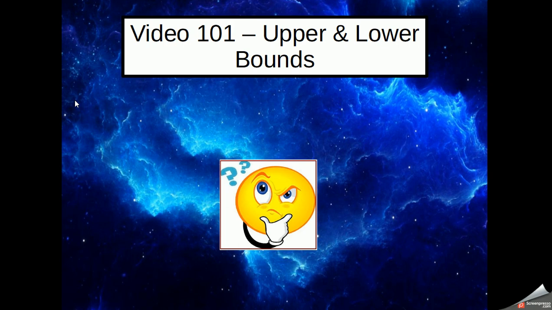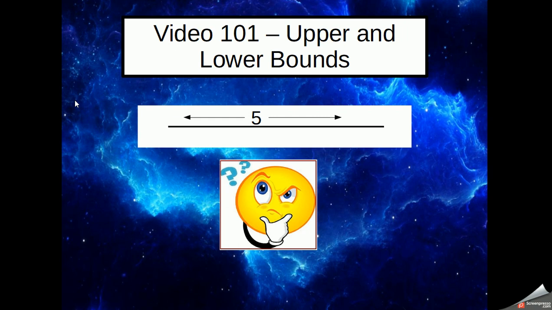Upper and lower bounds can play an important part in any part of maths: geometry, algebra, numbers. So let's have a look at what these actually are. Well, if we took the number 5 on a number line and we've rounded a number to get that 5, it could be a number that is above 5 and then we've rounded down, or it could be a number that is lower than 5 that we've rounded up.